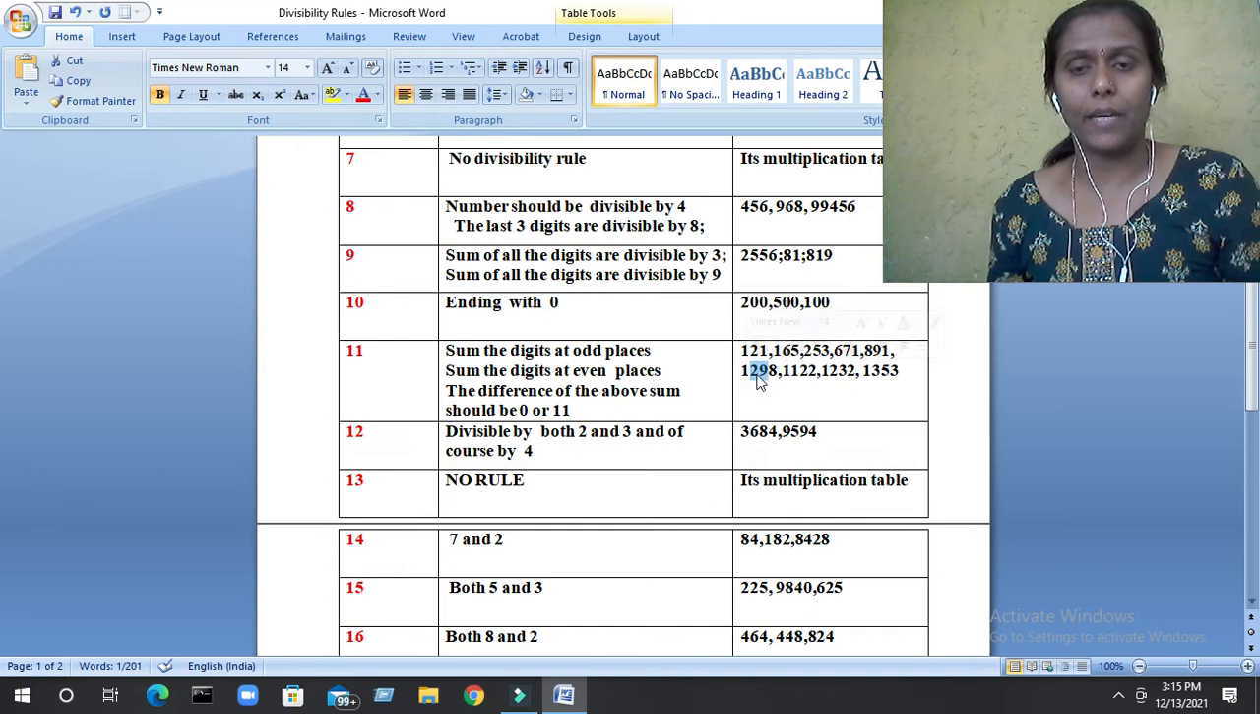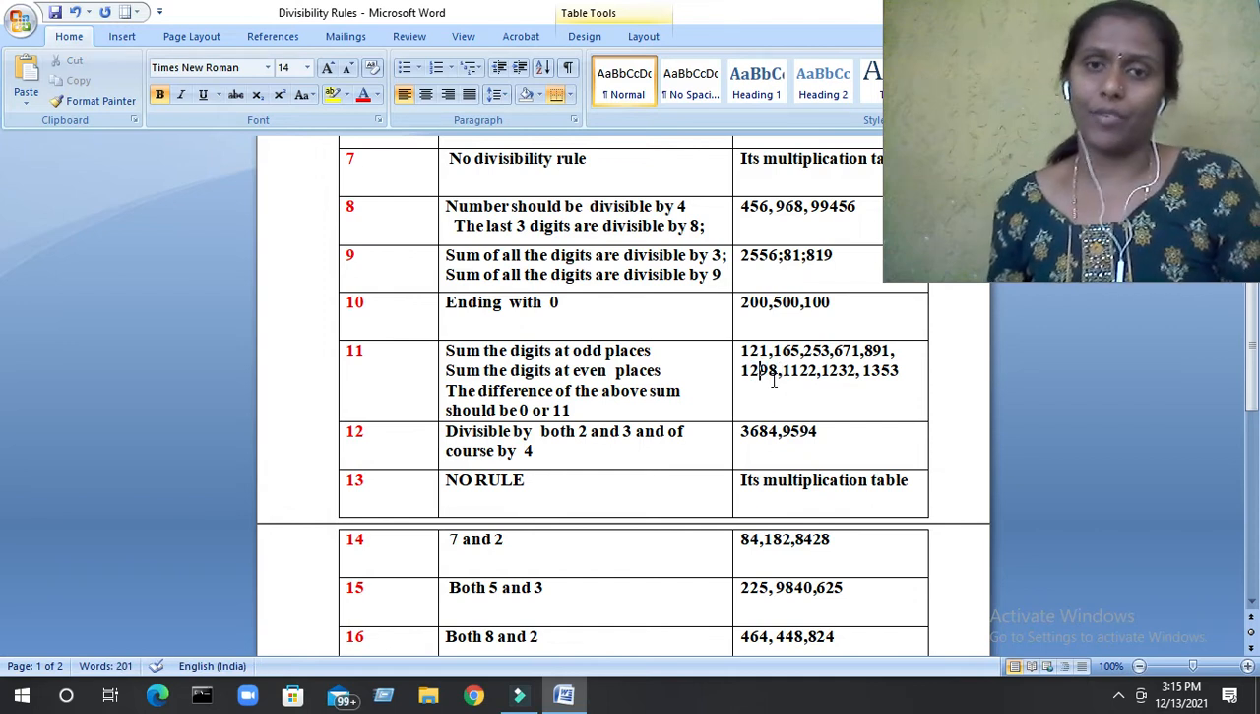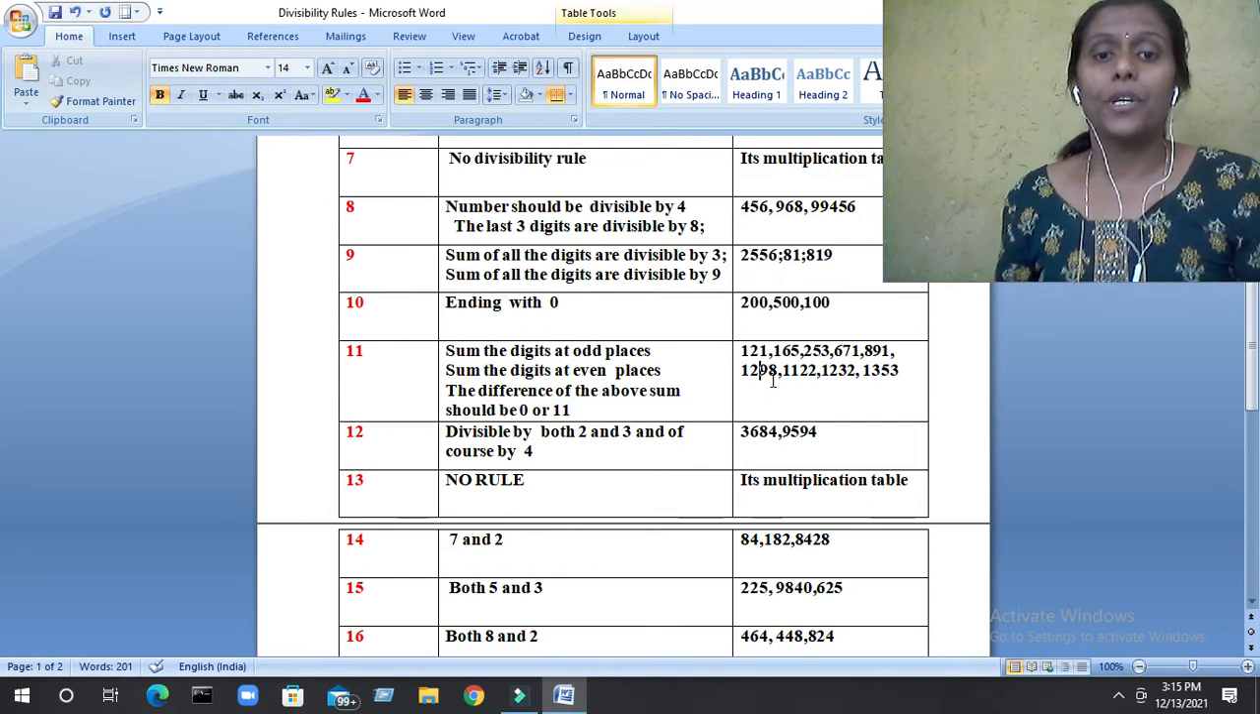So the sum of the digits at the odd places minus the sum of the digits at the even places should either give you 0 or 11. Go for the second one. It is as simple as that.